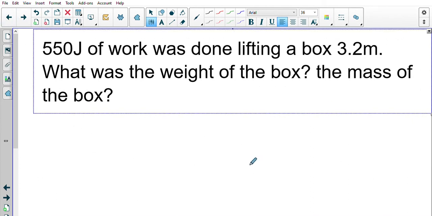550 joules of work was done lifting a box 3.2 meters. What is the weight of the box? What is the mass of the box? Isn't this the same thing? Weight and mass? No, sir. Weight is in newtons, mass is in kilograms. Oh, right. Thank you.